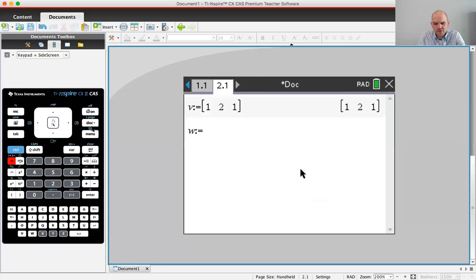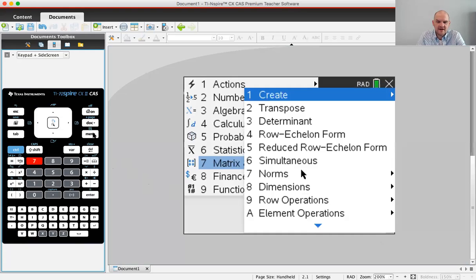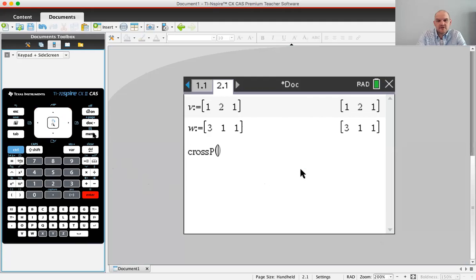W, I store more vectors, I think, than you definitely would on the handheld. It's more annoying to store vectors, so you may store less frequently than I do. All right, menu 7, option C, and then option 2 is cross product. So V comma W: 1, 2, -5.